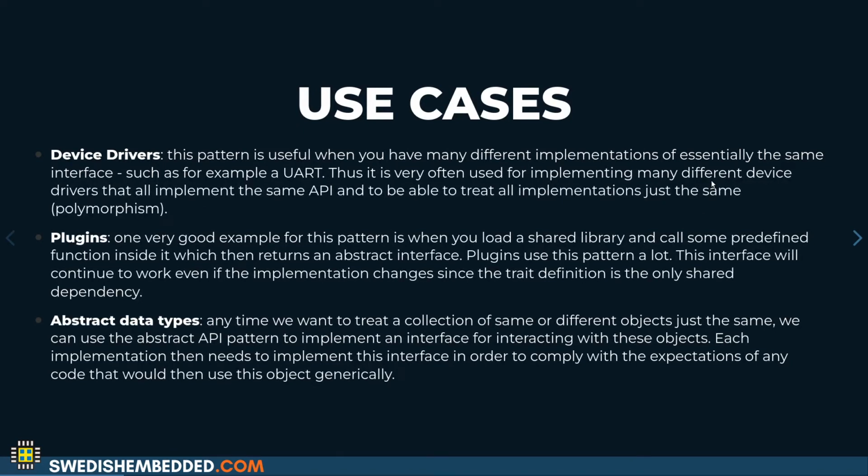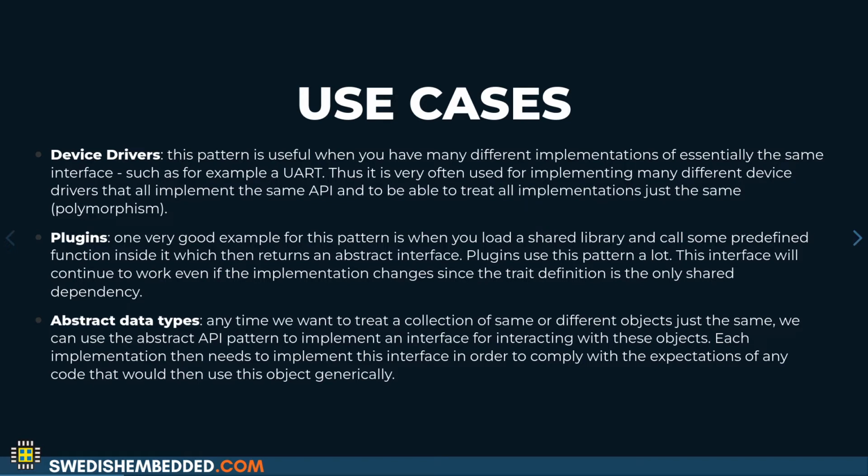Some of the main use cases of this pattern, and by the way, this pattern is useful in any place where you need to treat objects the same way, but you have different implementations. And in embedded systems, the most common use case for this pattern is device drivers. Device drivers are a typical use case because we can have multiple implementations of the same functionality. For example, if you just take something as simple as a UART, it's going to have many different implementations depending on the hardware, but the basic functionality is always the same.